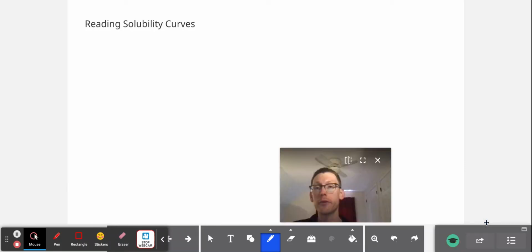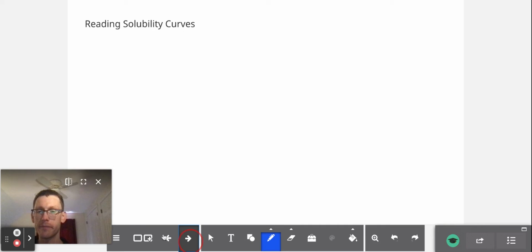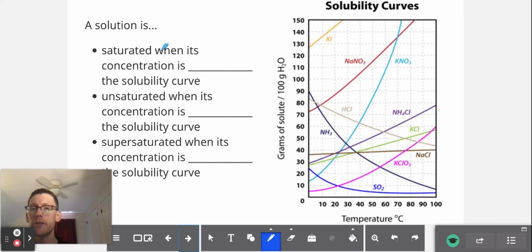In this video, we're going to learn about how to read solubility curves. So first off, some definition stuff. A solution is considered saturated whenever its concentration is on the solubility curve. It is considered unsaturated whenever its concentration is below the solubility curve. And it's considered supersaturated whenever its concentration is above the solubility curve.